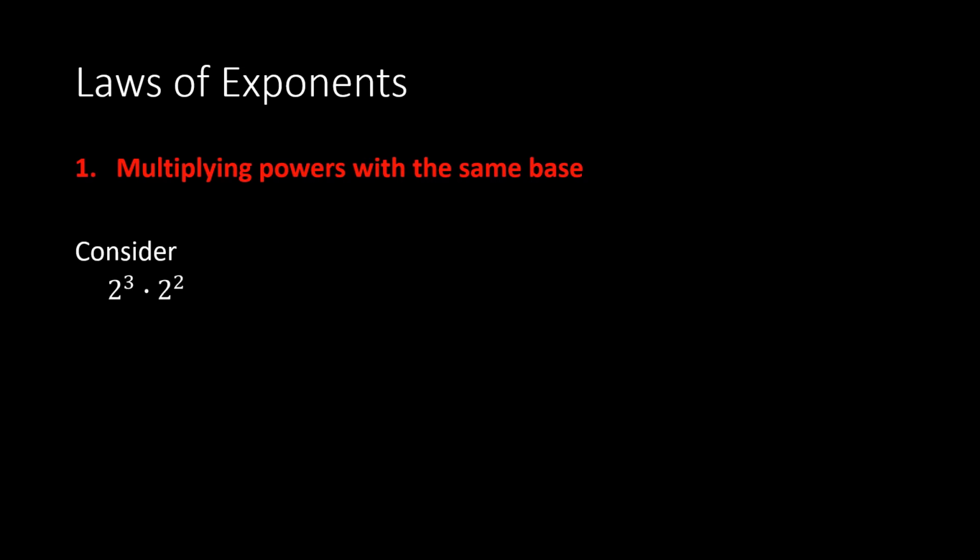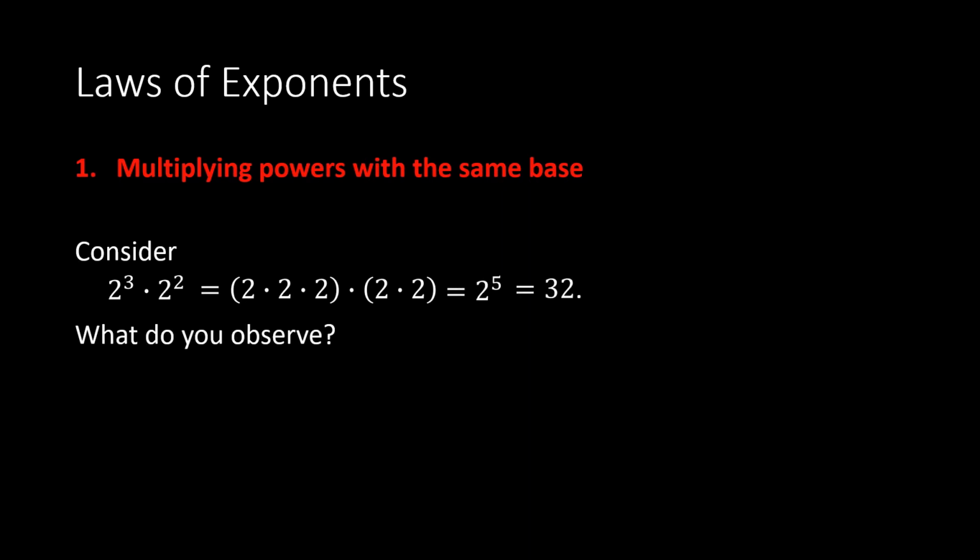We now go to laws of exponents. Number 1. Multiplying powers with the same base. Consider 2 to the third power times 2 squared. 2 to the third power is 2 times 2 times 2, while 2 squared is 2 times 2. There are 5 2's, so the answer would be 2 to the 5th power or 32. What do you observe?